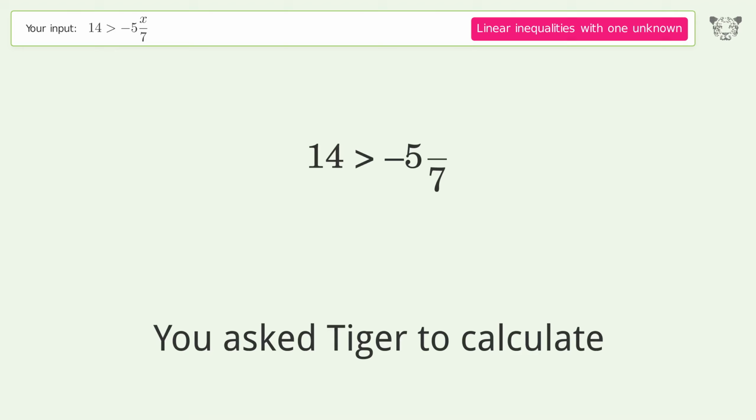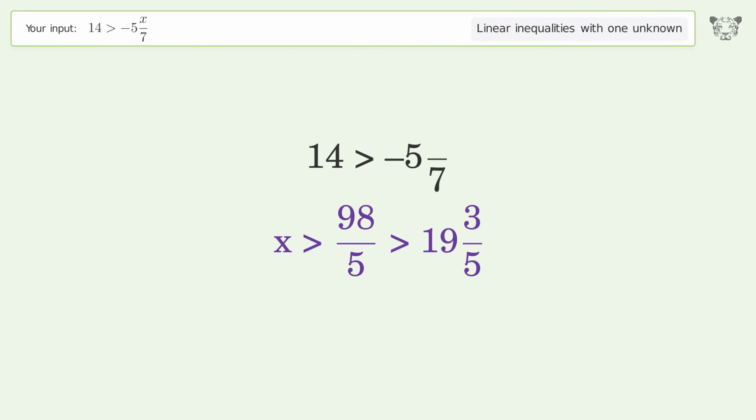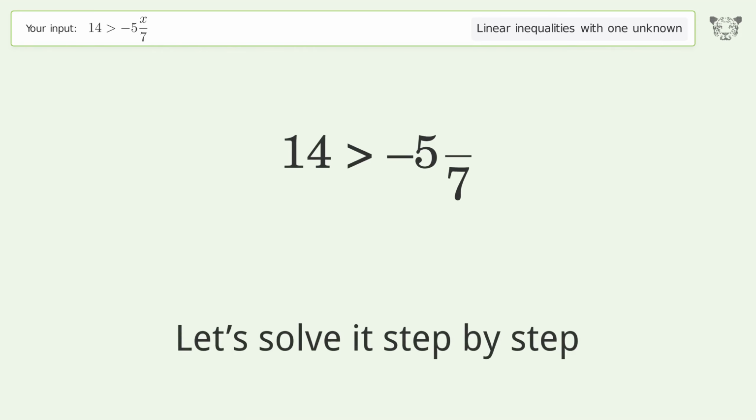You ask Tiger to calculate. This deals with linear inequalities with one unknown. The final result is x greater than -98/5 greater than -193/5. Let's solve it step by step.